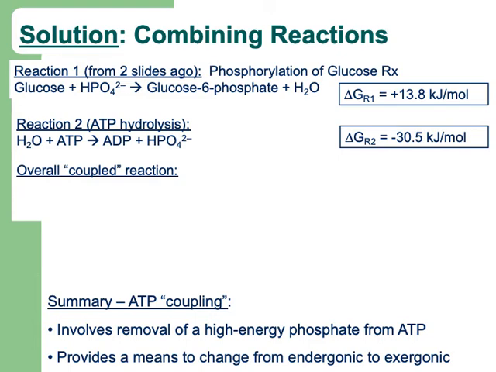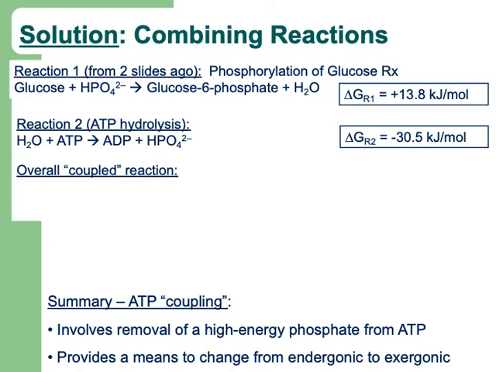So here's our solution as we see it in regards to combining reactions. We have our reaction 1 from 2 slides ago, the phosphorylation of glucose, where glucose combines with an inorganic phosphate to make glucose 6-phosphate plus water. If we draw your attention to the delta G of reaction 1, it is plus 13.8 kilojoules per mole. Highly endergonic, and therefore non-spontaneous. But this reaction is the first step of glycolysis, and we need to convert it to a spontaneous exergonic reaction.